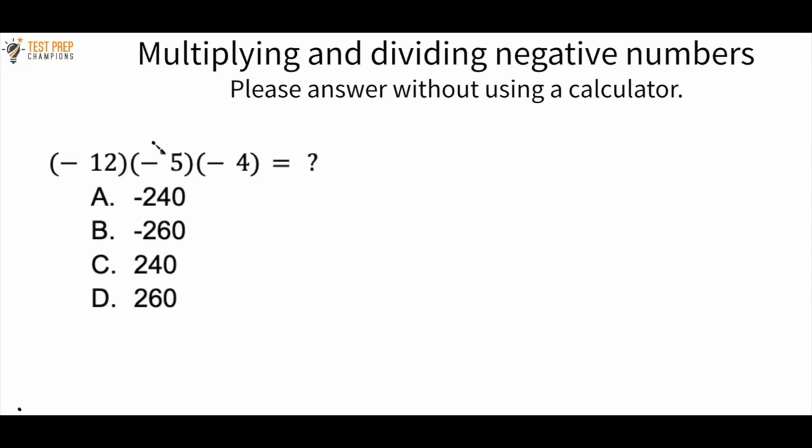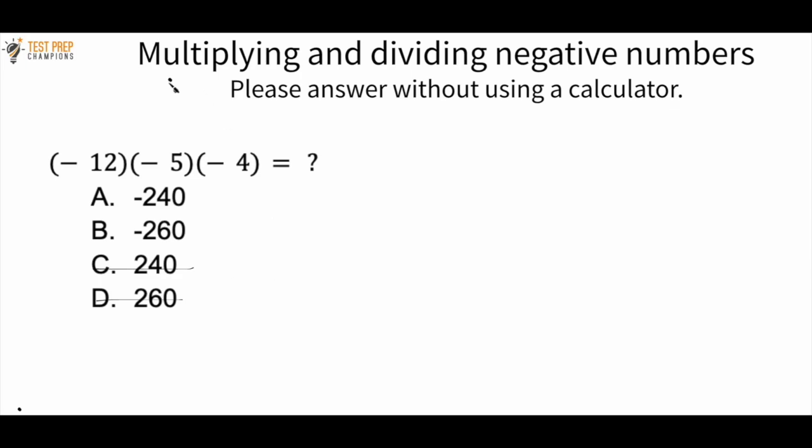It's the same with division. If I divide a negative number by another negative number, I'm going to get a positive. So just keep that in mind here. And then after I do negative 12 times negative 5 and get that positive number, I'm going to multiply that by another negative number, and that means that my answer is going to be negative. So right off the bat, I can cancel out both C and D because I know that the final answer is going to have a negative sign.